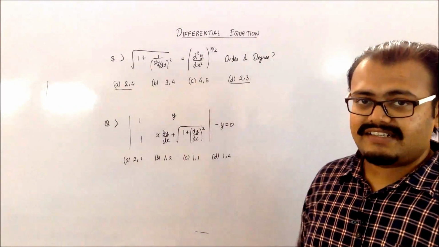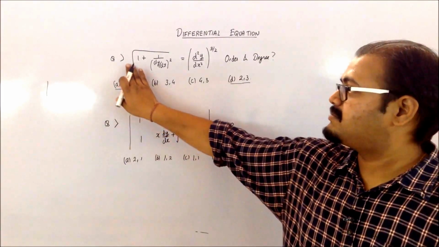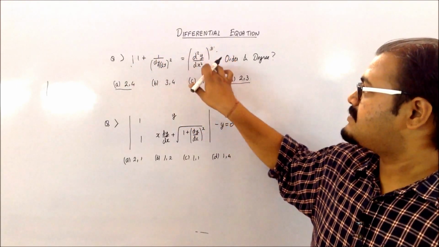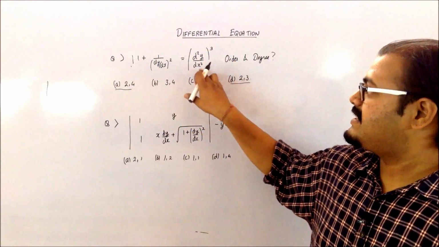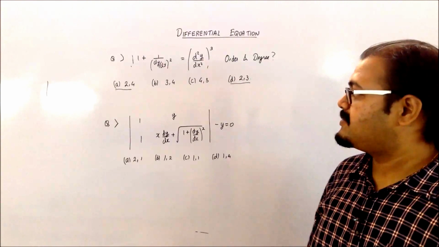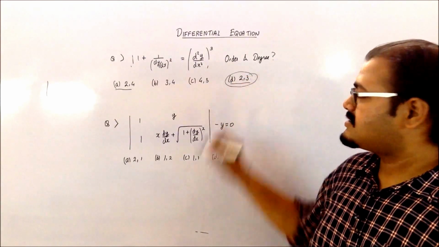Next you have to find the degree of it. So what you can do is if you just square both sides, you will have something like this. So the degree of the highest order is going to be 3. So your option is D.